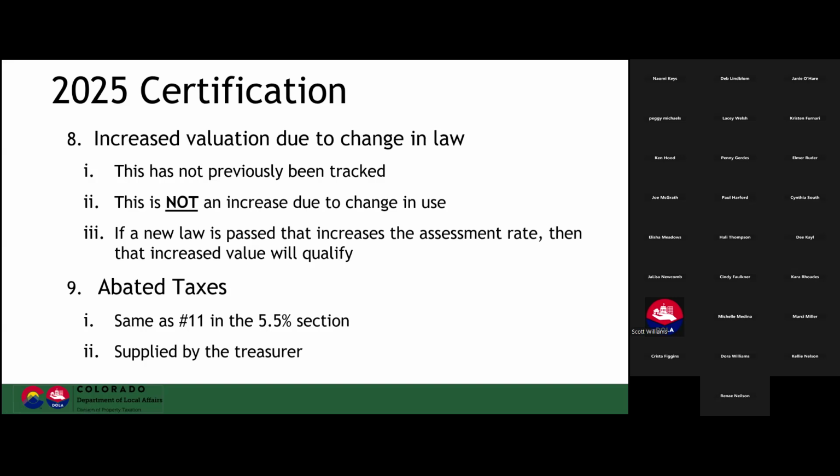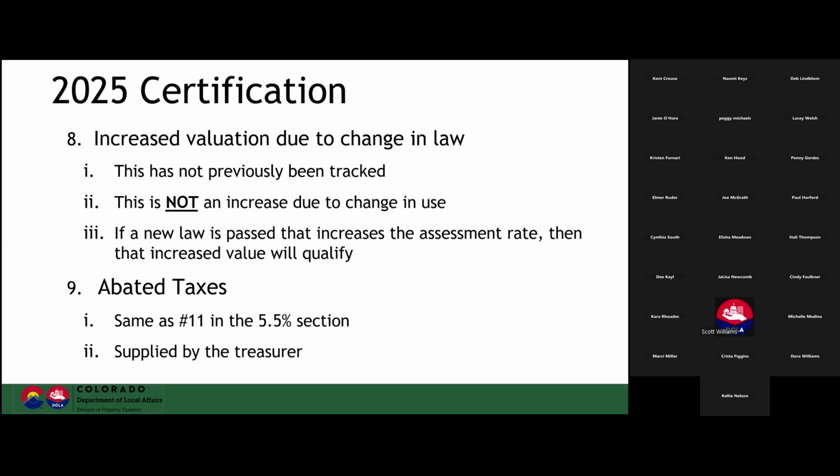Our interpretation of this is if there is a new law that changes assessment rates going forward. We did not have any changes in law in the 2025 session that would need to be tracked. So for this year, no one should be tracking anything for this line. If there's a change going forward, that's when we will track that change due to the change in law.